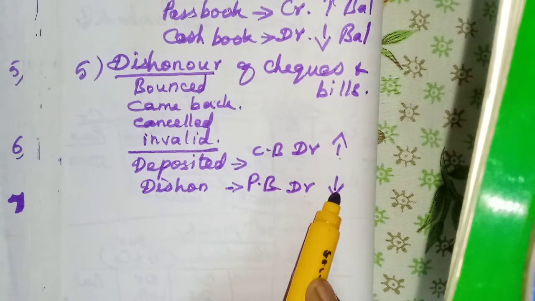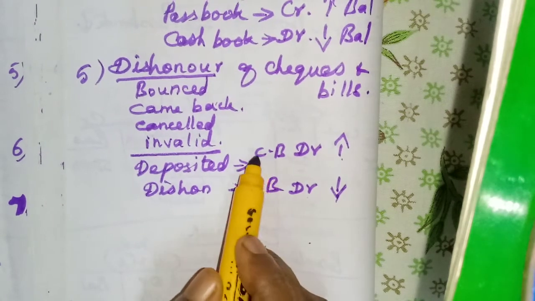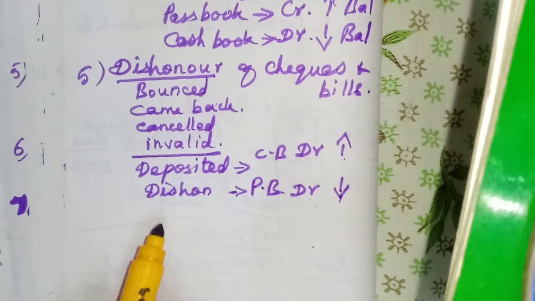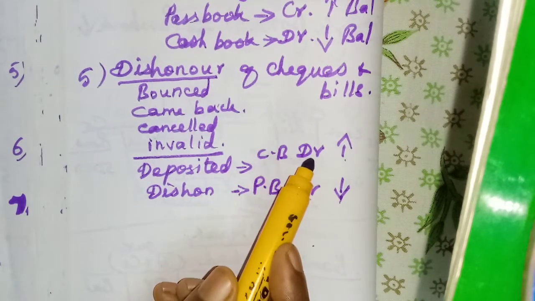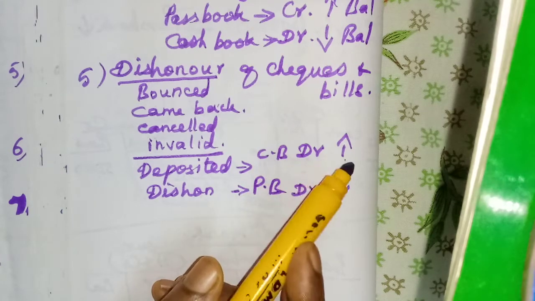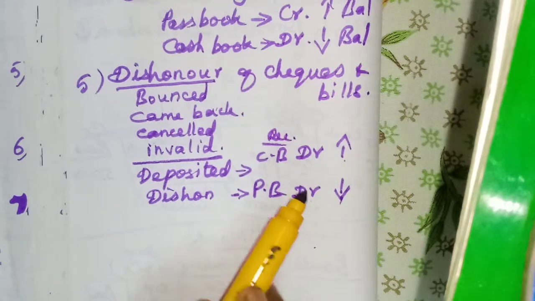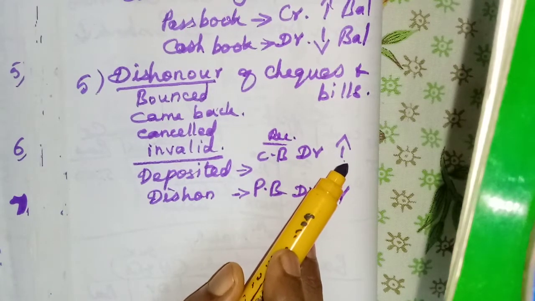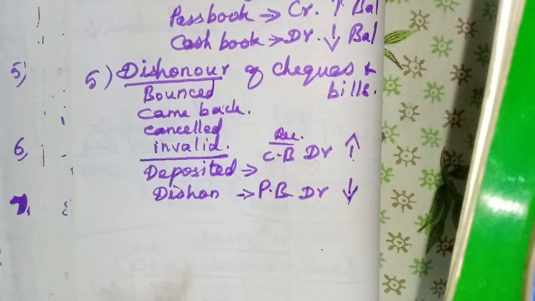So this amount decreases in the bank, the passbook balance decreases, but the cash book balance shows more. Because when we deposit a check into the bank, we write it on the debit side, that means receipt, isn't it? Cash book receipts are increasing, and if receipts increase, the balance will be more. Understood now, the dishonor of check and bill?